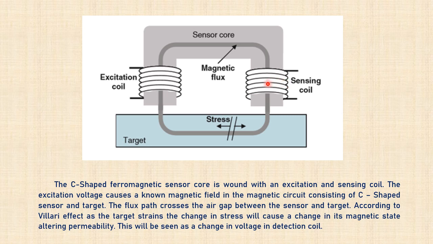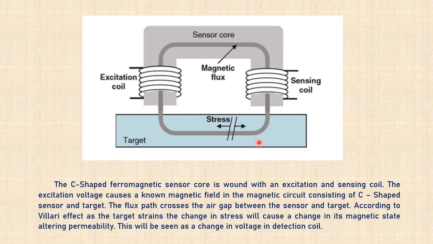Now when I pass some alternating current in this excitation coil, obviously due to mutual induction, this sensing coil has some power output. But now imagine there is a target here. The target is just close to this sensor. Now, this whole thing is the sensor, and this is the target.